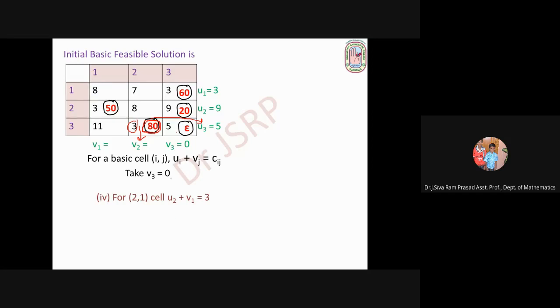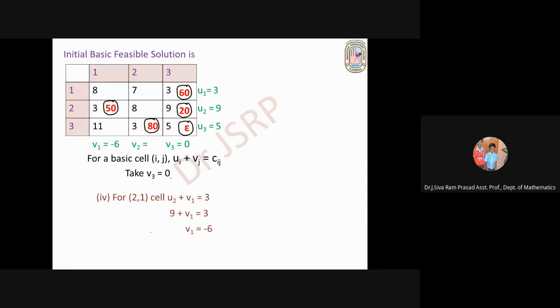Okay. So first I consider this. You can consider any cell. So I consider the 2 1 cell. For this cell, the U value is known, that is U2 plus V1 equals the cost of the cell, 3. So U2 plus V1 equals 3. Here U2 is known. Substitute here 9. 9 plus V1 equals 3. So V1 equals 3 minus 9, which is minus 6. Right, here minus 6. So V1 equals minus 6.